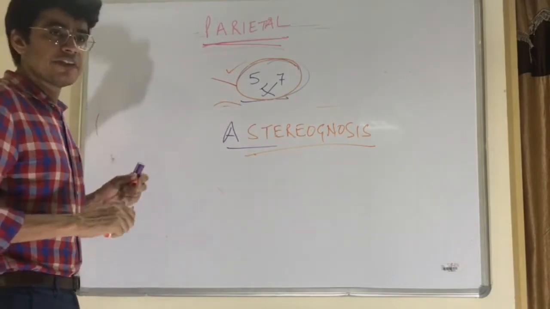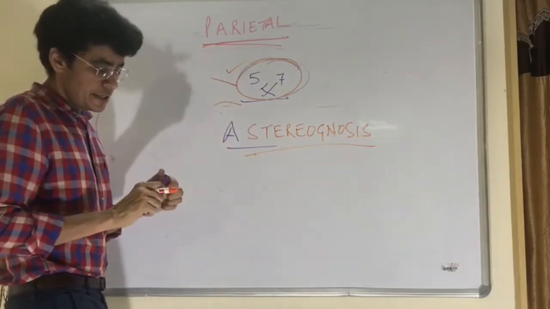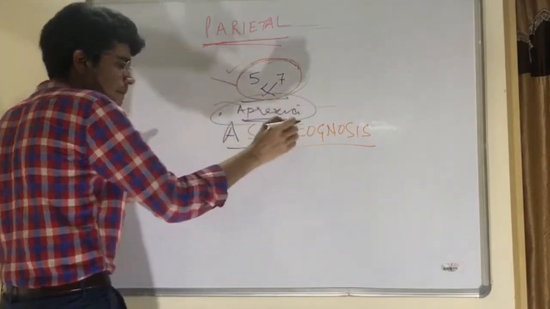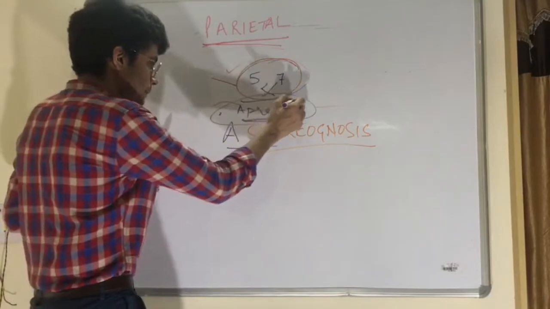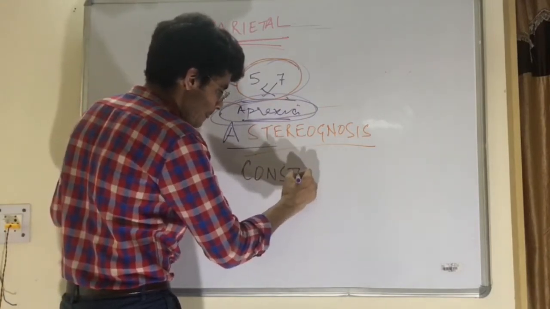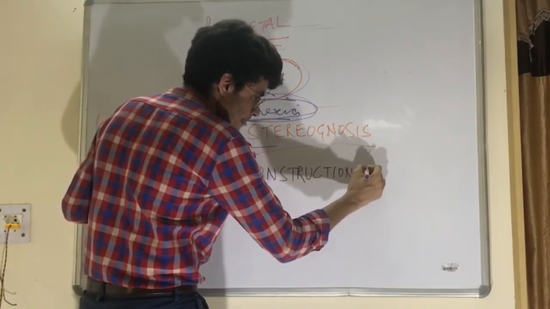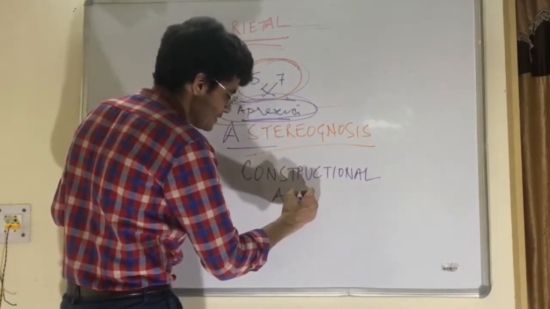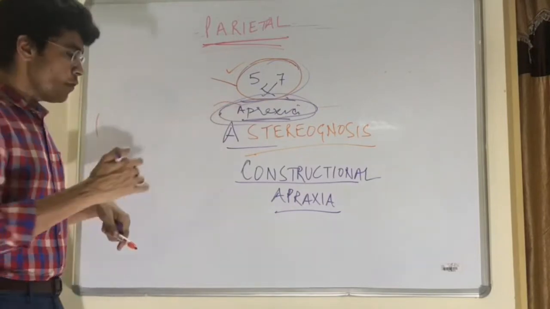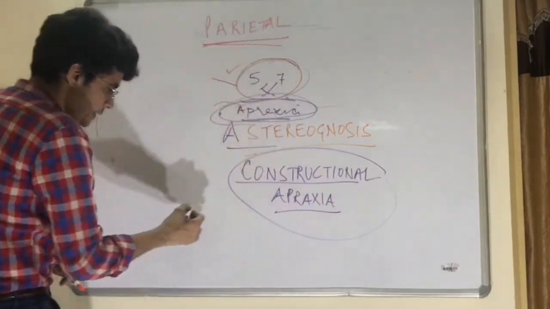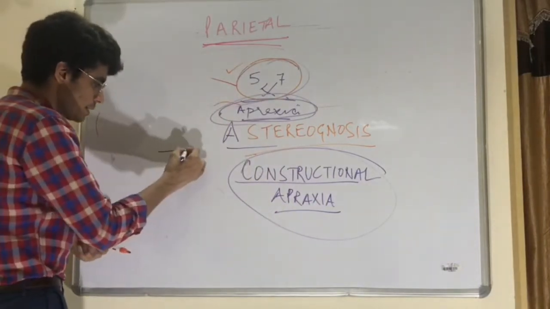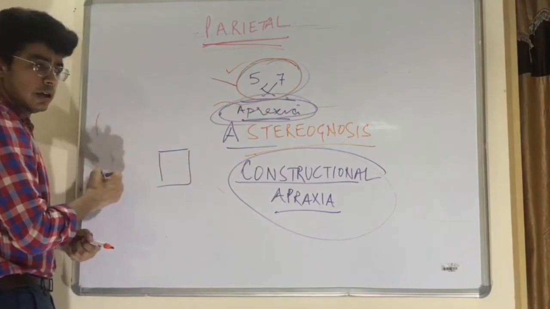So the lesion of area number 5 and 7, first it was leading to apraxia, right? The second one is astereognosis. And in the case of apraxia, the peculiar type of apraxia that happens in this parietal lobe involvement is called constructional apraxia. Because area 5 and 7 is the center for the integration of the tactile sensation with the visual, right? So in constructional apraxia, the person won't be able to draw diagrams or objects. Like if you ask that person to draw a rectangle, he might not be able to draw it. Construction, to construct.